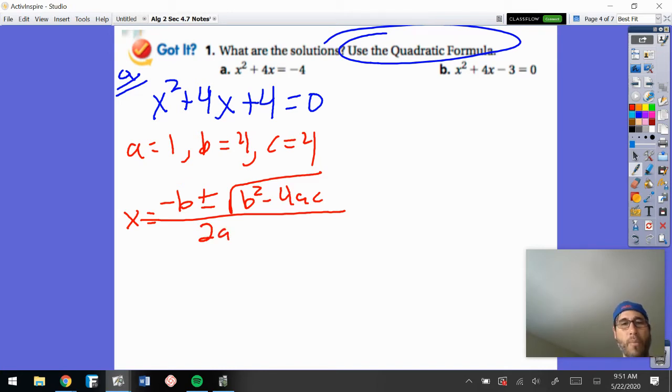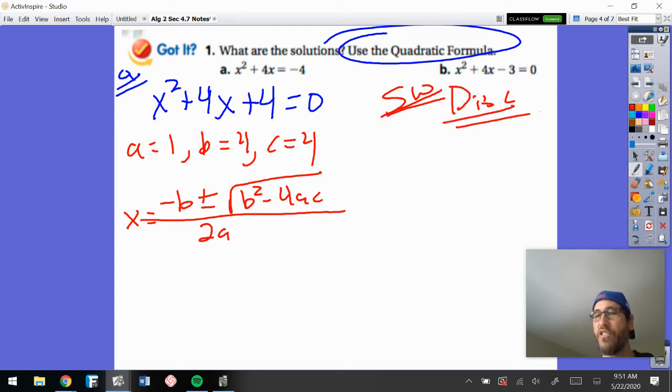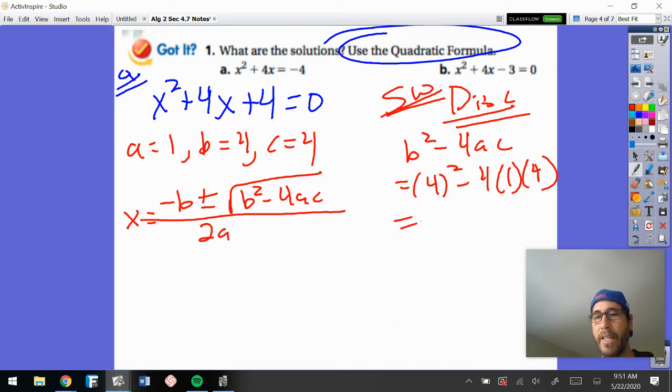Now remember, I want you guys to always get in the habit of doing side work first. What is my side work for quadratic formula problems? It's finding the discriminant first. So let's go ahead and do that. It's b squared minus 4ac. Let's find out what b is. B is 4, so it's going to be 4 squared minus 4 times a, which is 1, times c, which is 4. Okay, so what does that give me? 4 squared is 16 minus 4 times 1 times 4. Oh, what?